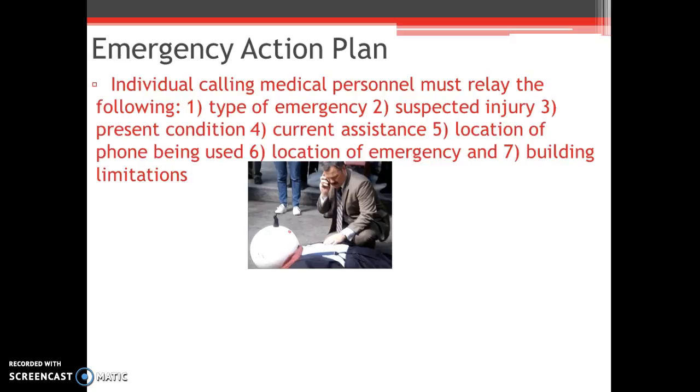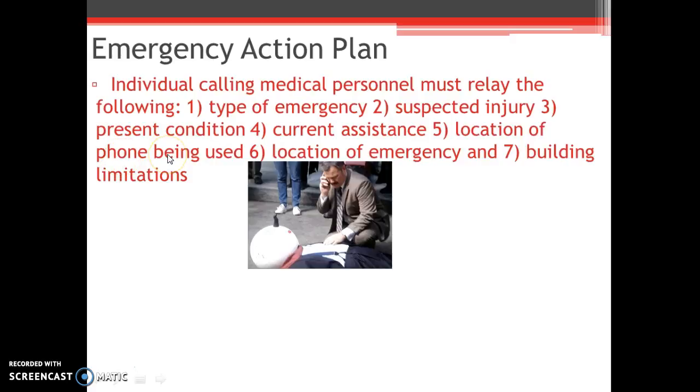Basically, you want to make sure that when something does go bad, the person making the phone call knows and is able to relay what is happening, especially to the injured person. So we want to know the type of emergency, we want to know the suspected injury, we want to know the present condition, the current assistance being given. So is someone performing CPR? Is someone bandaging? Is someone splinting? Where is the location of the phone being used?